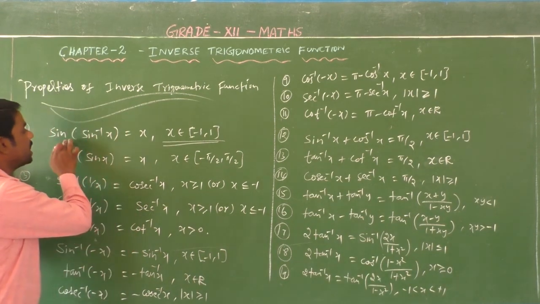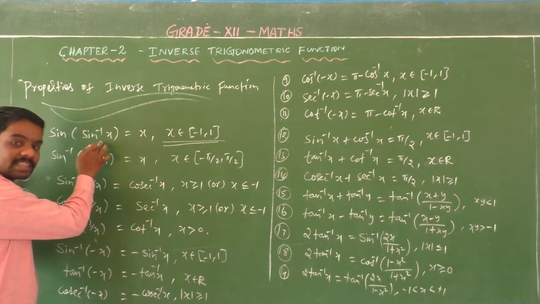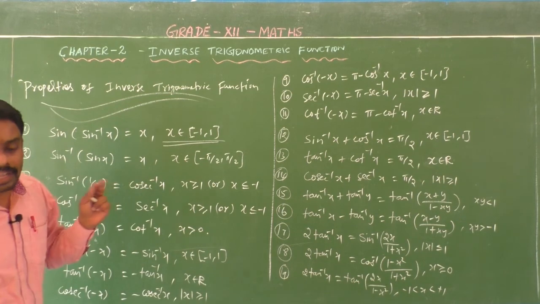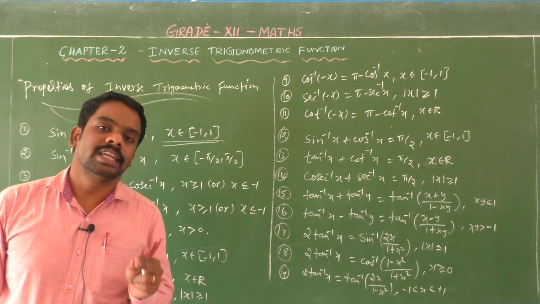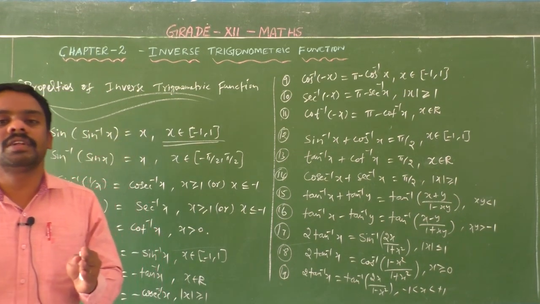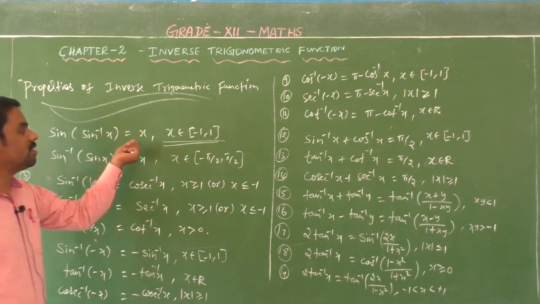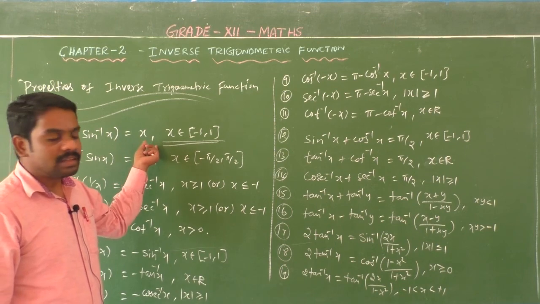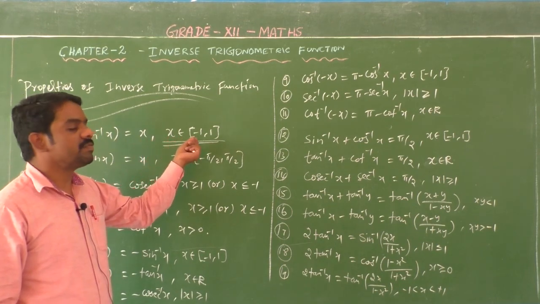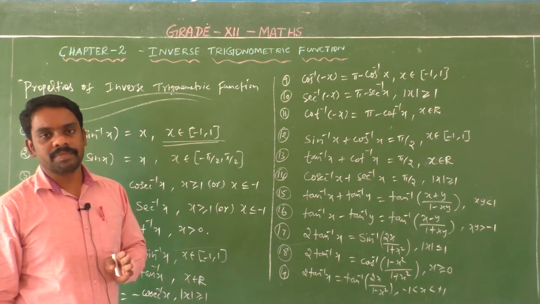Listen carefully. Sine of sine inverse x is nothing but the x value. You know the range of the sine theta function is the closed interval of minus 1 comma plus 1. So sine of sine inverse x is equal to x when x belongs to the closed interval of minus 1 comma plus 1 only. Okay, right.